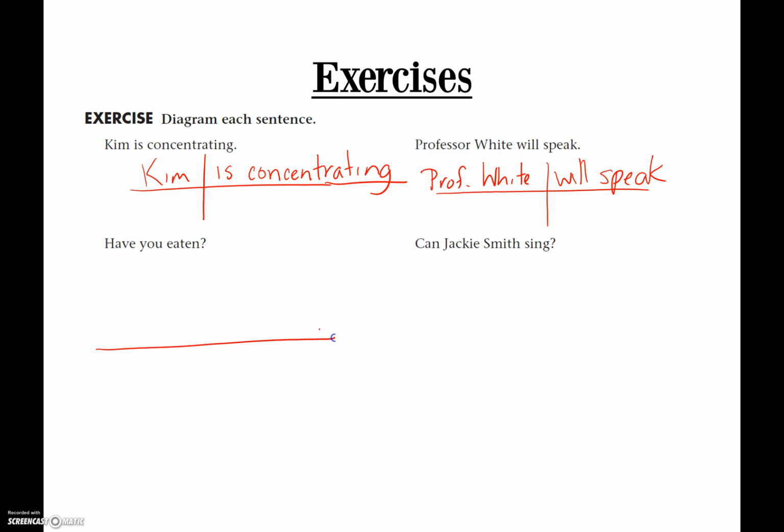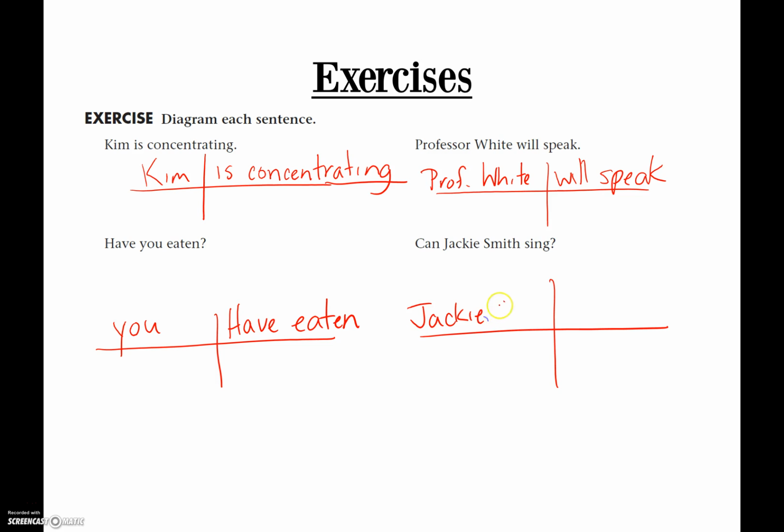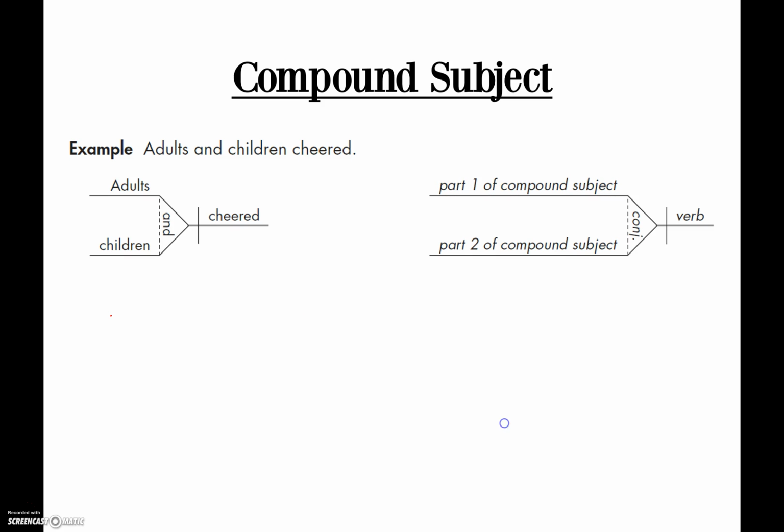Have you eaten is a question, but we're going to diagram it just like a sentence. You is going to go in our subject place. Have, capitalized, and eaten are going to go on the right. Can Jackie Smith sing is going to be similar in that Jackie Smith goes in the subject position, and can sing is going to go in the predicate position. Sing is our main verb, can is our helping verb.